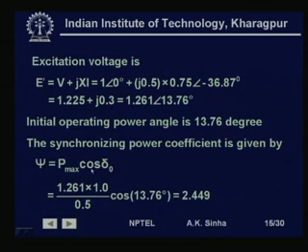equal to P max cos delta 0. So, this will be equal to 1.261 into 1, this is E, this is V, divided by x into cos of angle delta 0. So, this comes out to be 2.449. So, the synchronizing coefficient at this operating point is equal to 2.449.